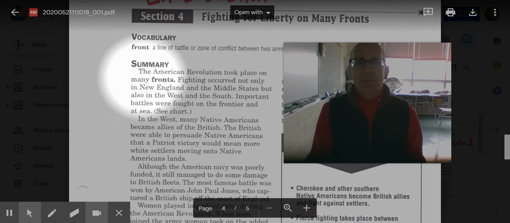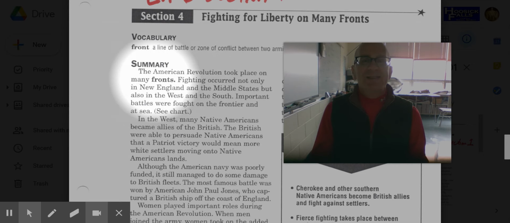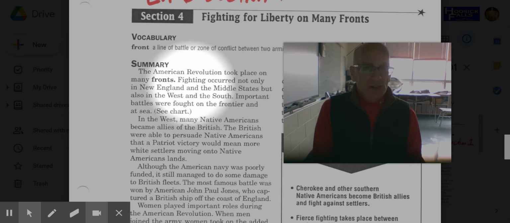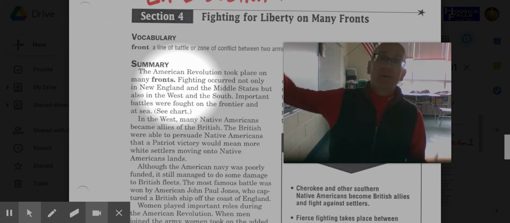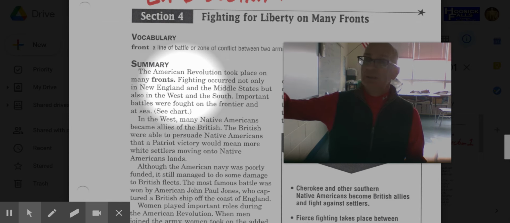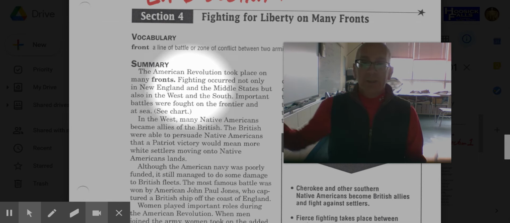Continuing on with the reading, the American Revolution took place on many fronts. Fighting occurred not only in New England and in the Middle States, but also in the West and in the South. And when we talk about the West, we're not talking about the far West, Washington, California, Oregon. No, those are not yet states at the time of the American Revolution.